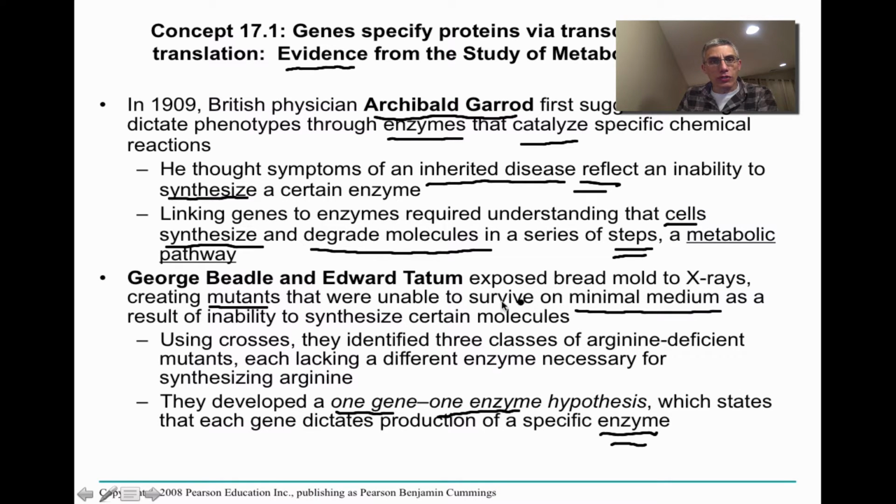But the mutants, on the other hand, had the inability to synthesize certain molecules or enzymes. And because of that inability, they had a really difficult time surviving on this minimal medium. So using various crosses, they identified 3 different classes of what we consider arginine deficient mutants. Each lacked a different enzyme that was necessary for synthesizing the end product, which in this case was arginine.